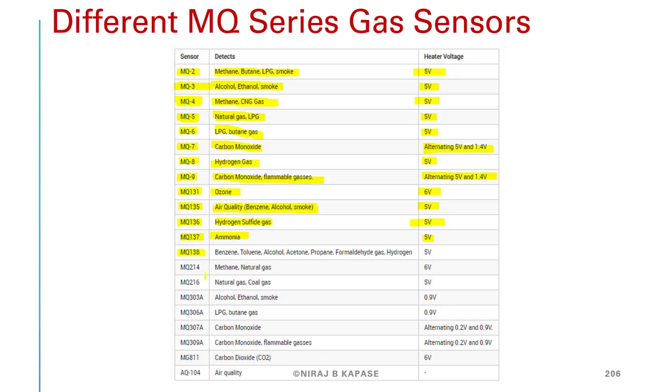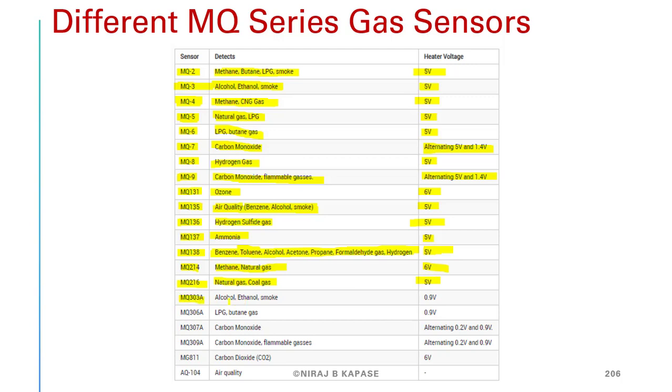MQ138 is used to detect benzene, toluene, alcohol, acetone, then propane, formaldehyde gas and hydrogen. The operating voltage level is again 5 volt. Then we have MQ214. This is specifically used for methane and natural gas. The operating voltage level is 6 volt. MQ216 is used for natural gas and coal gas. The operating voltage level is 5 volt again.